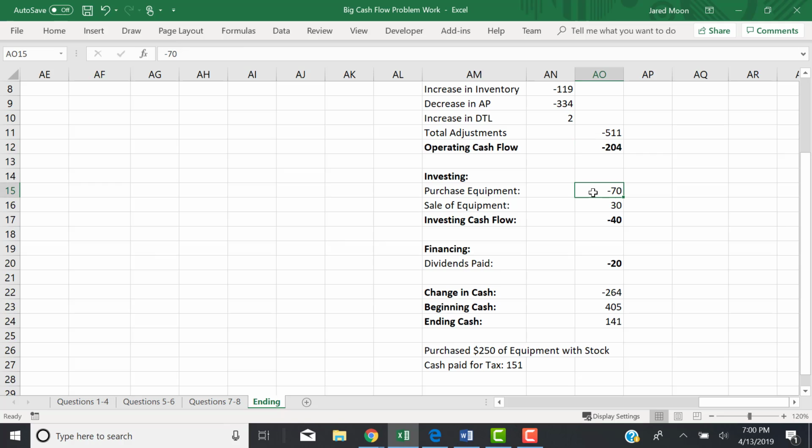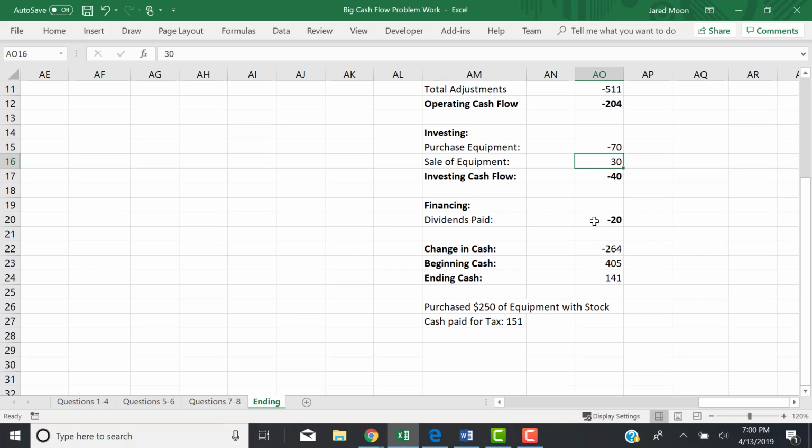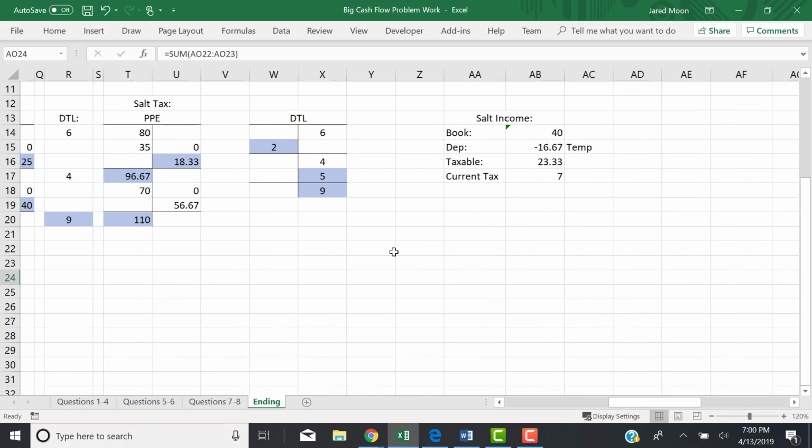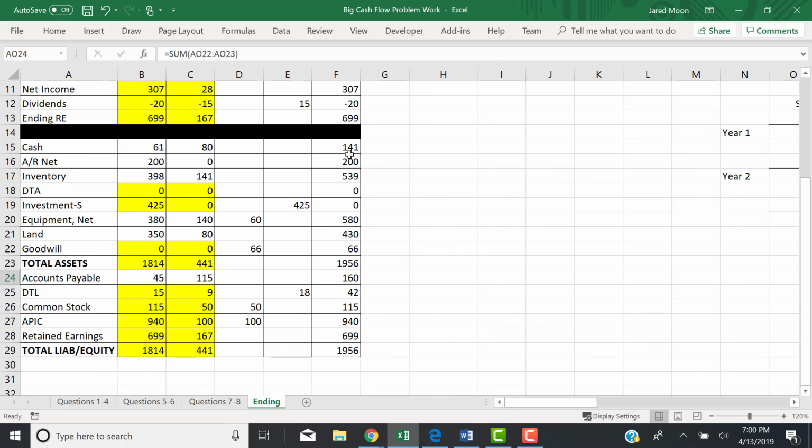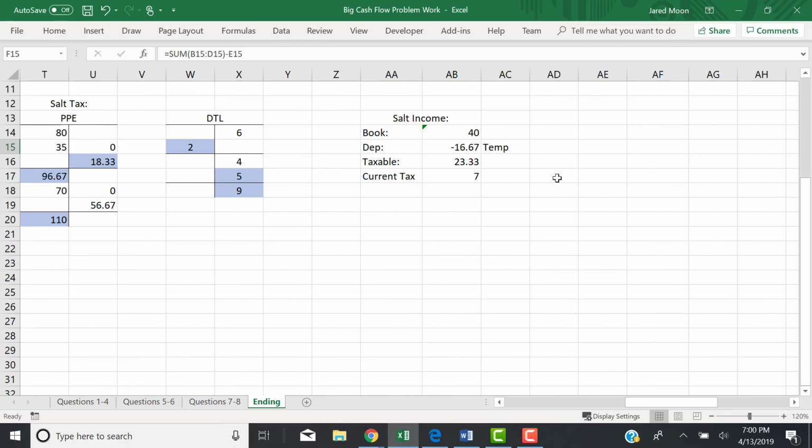Investing, we have purchase of equipment, $70, and sale of equipment, $30. And then financing, we have dividends paid of 20. You add all of those back together, and you get 264. Beginning balance of 405, ending balance of 141. And let's jump over here to our consolidated cash, 141. It checks out, we're good to go.